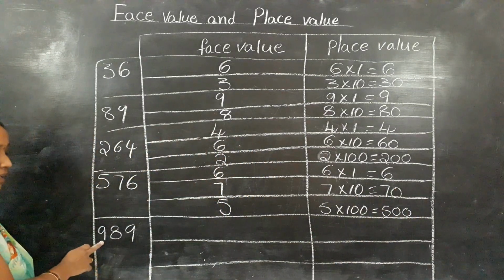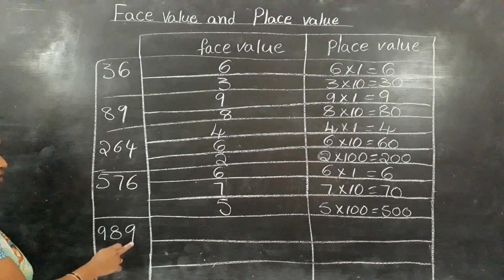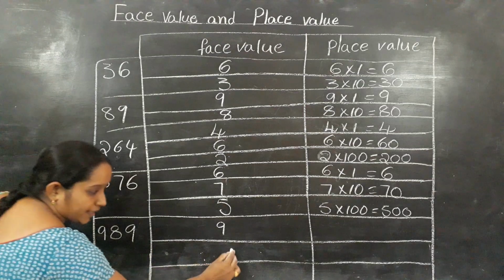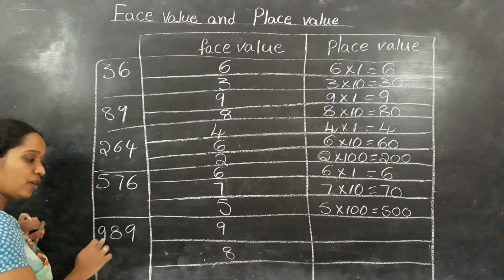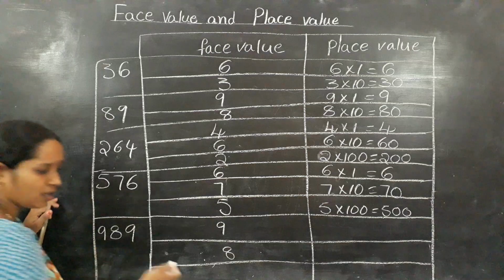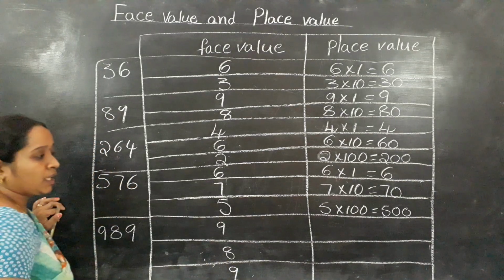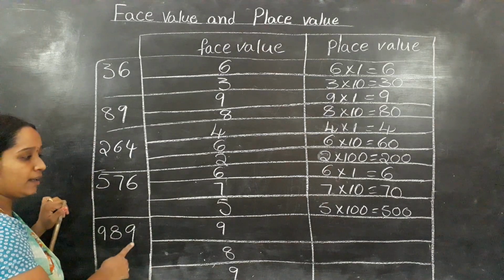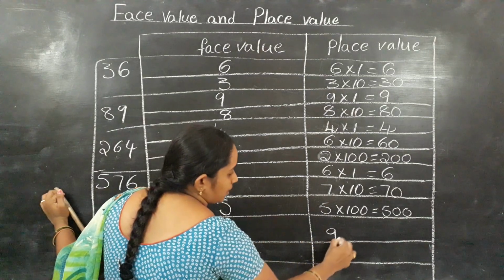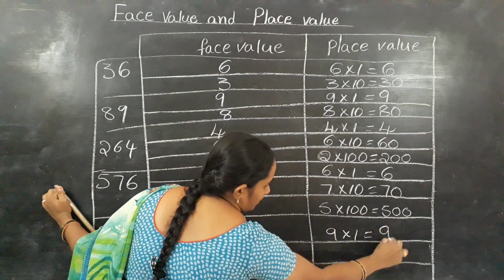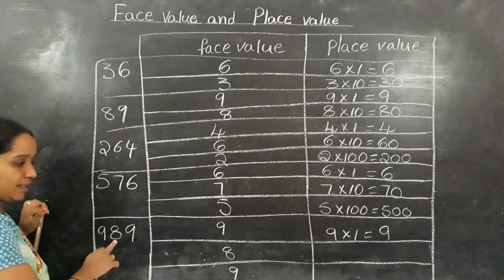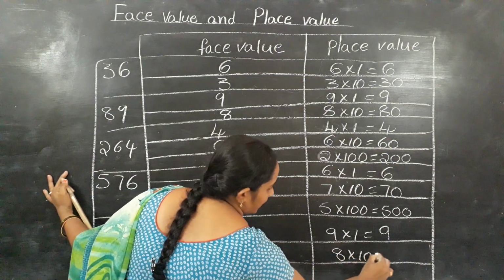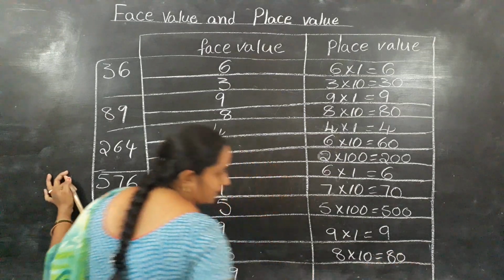The last one, 989. So, the face value of 9 is 9. The face value of 8 is 8. The face value of 9 in 100's place is also 9. Now, place values. What is the place value of 9? It is in 1's place. The place value is 9. 8 is in 10's place. So, the value of 8 is 8 into 10, 80.